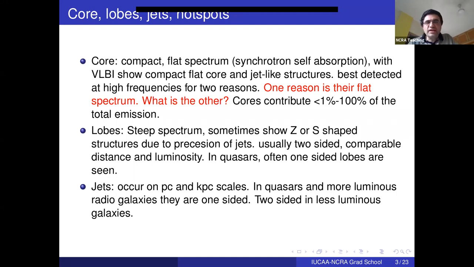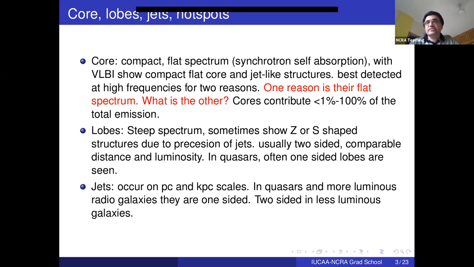Jets. So jets occur on parsec scales as well as on kiloparsec scales. And in quasars and more luminous radio galaxies, just like the lobes can be one-sided, jets can also be one-sided. Usually in radio, the radio lobes, even in more luminous radio galaxies, are two-sided, not one-sided, but the jets can be and often are one-sided.